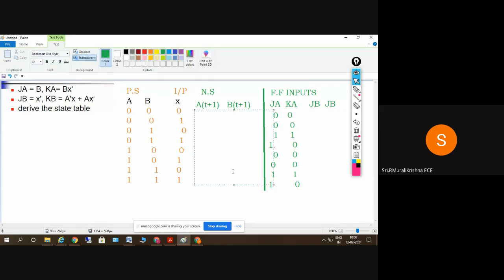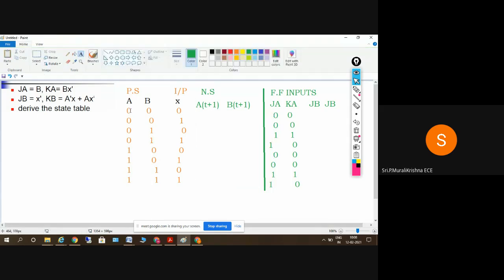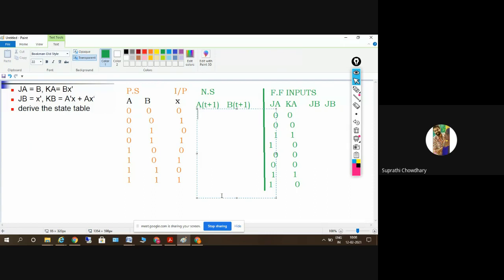For a general JK value 0, 0, what do we get? No change state. It will remain in the previous state only. So the previous state is A here. What is the value of A? It is 0, so hence it is 0 here. Next JK value is 0, 0, it's again the previous state, so that is equal to 0.